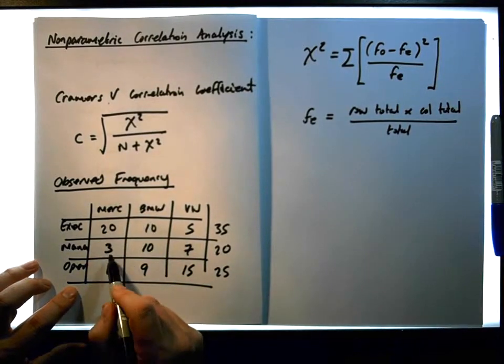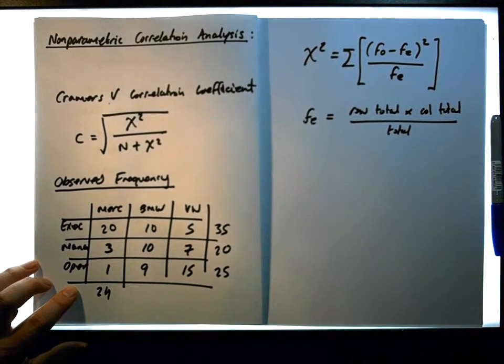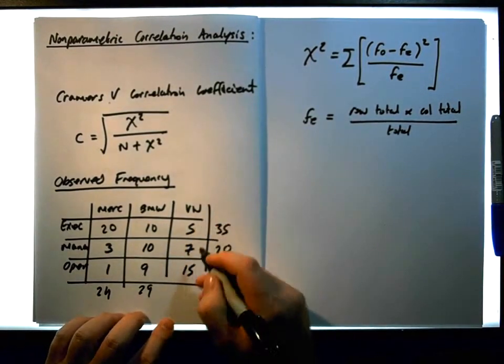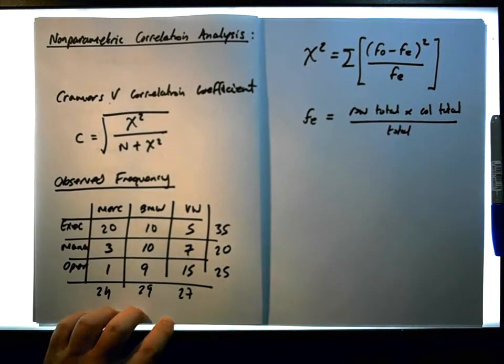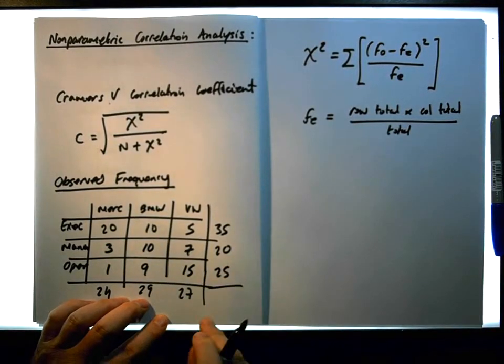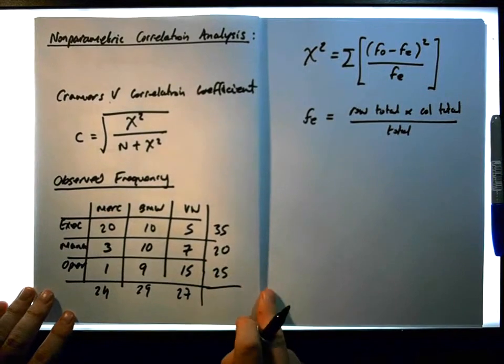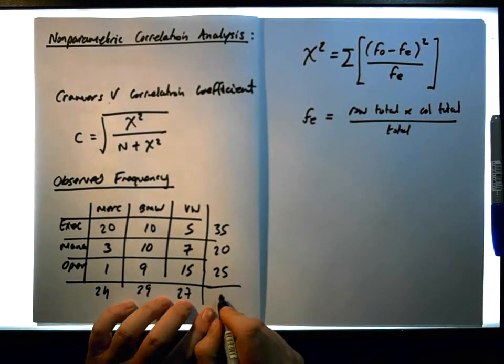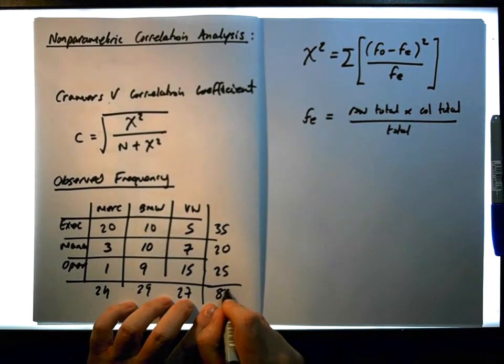So we have 24 Mercedes, we've got 29 BMWs, and we've got 27 Volkswagens. In total, for this particular table, either we sum up the row or we sum up the column. In total, you can probably see here that we have 30, 50, 70, we have 80 observations. We have 80 observations in total.